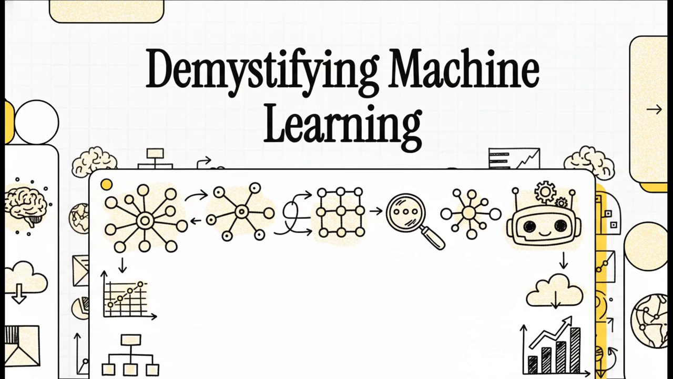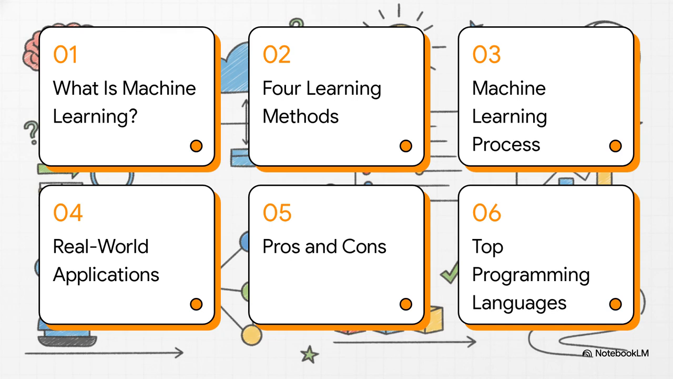Today, we're demystifying machine learning, taking you from those foundational concepts all the way to how it's actively shaping our day-to-day reality. Here is our roadmap for today. We're going to cover: what is machine learning? The 4 learning methods, the machine learning process, real-world applications, advantages and disadvantages, and finally, the top programming languages.